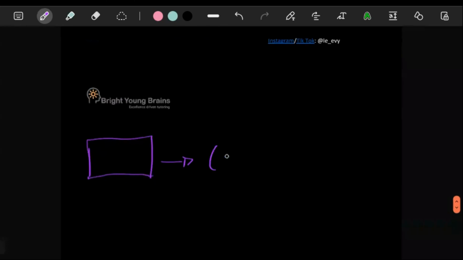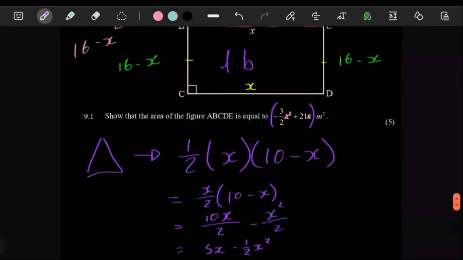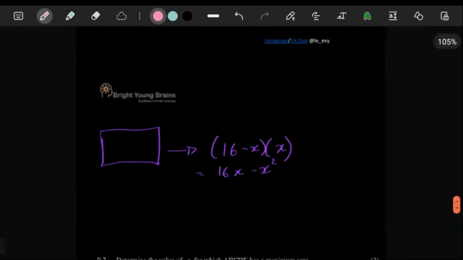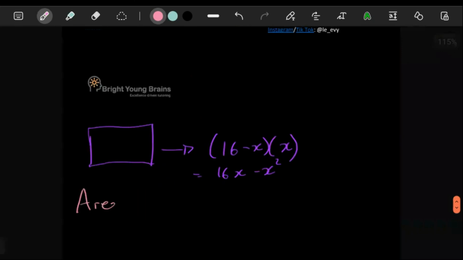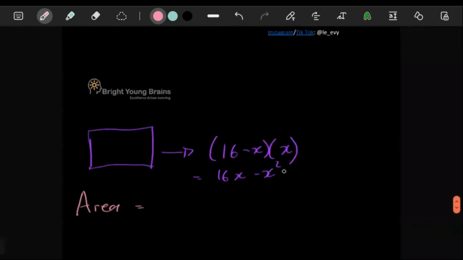So here it's just going to be the 16 minus x multiplied by the x, because it's length times breadth. So this is just going to give us 16 times x, which is 16x, negative x times x is negative x squared. So what we know is that the area is going to be equal to this plus that, you see.